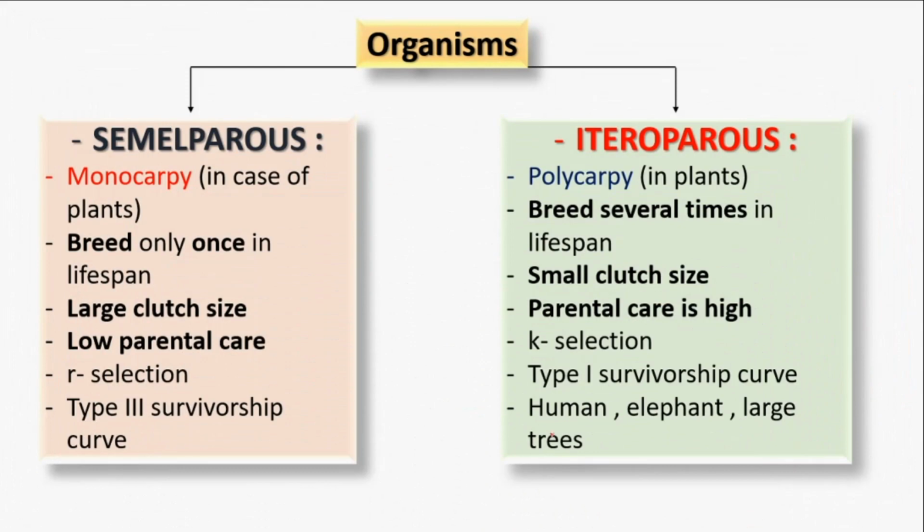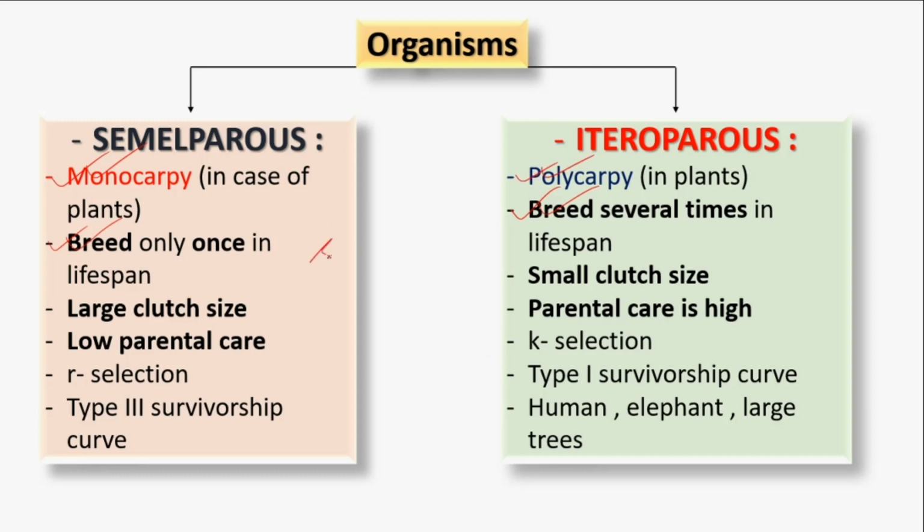So next is the types of organisms. Basically it is based on the breeding capacity. If organisms show only one time breeding in their whole lifespan, this is called semelparous. While if any organism breeds several times in its lifespan, it is called iteroparous. And a semelparous plant is called monocarpic, while an iteroparous plant is also called polycarpic.